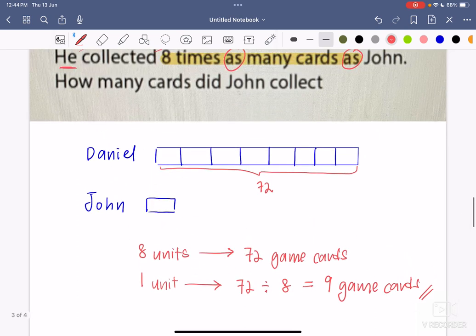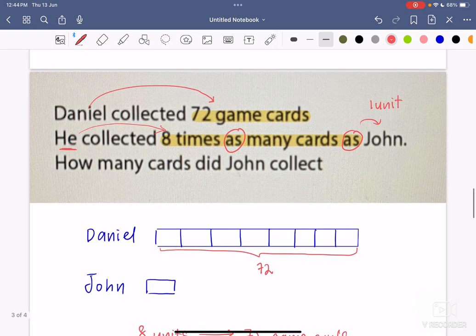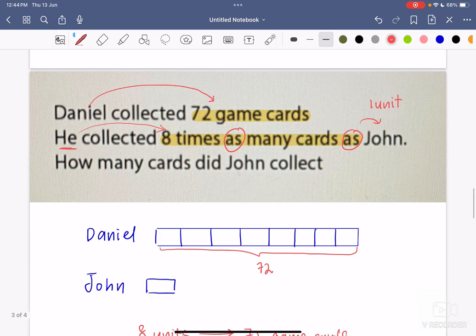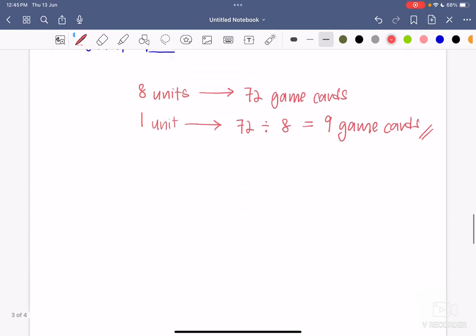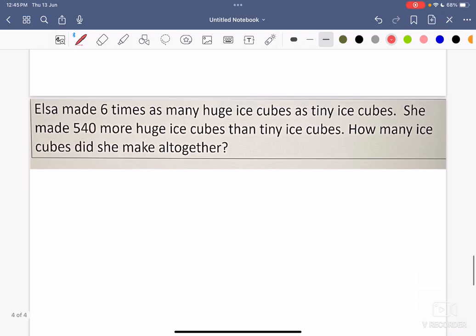Simple, right? So remember to always read the question, underline keywords, find out where the comparative words are, and identify which person or which item the units are for. Okay, now the last question.